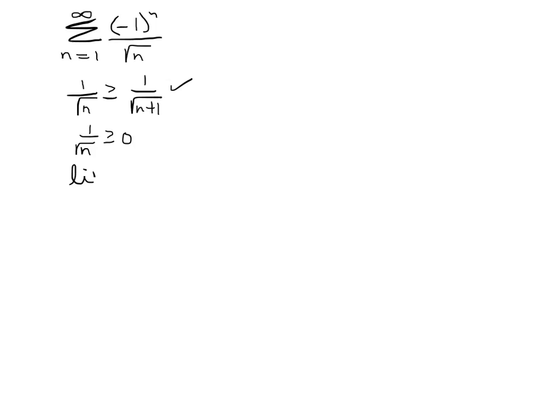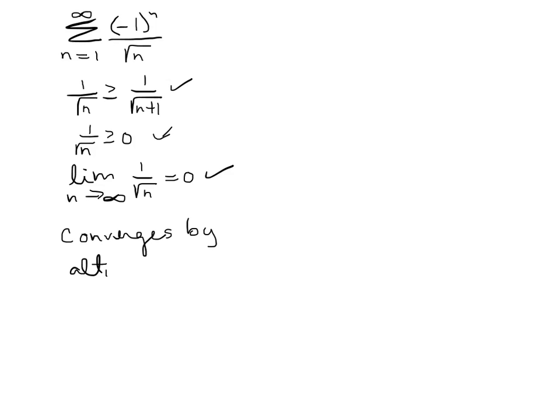And the limit, as n goes to infinity, of 1 over root n is equal to 0. Okay, so there's our three things. And so this series itself converges by the alternating series test. So that one does converge.